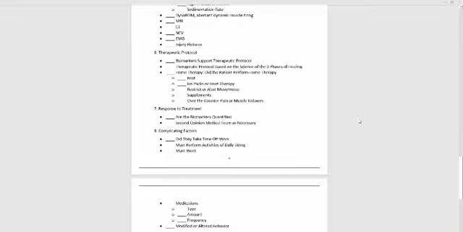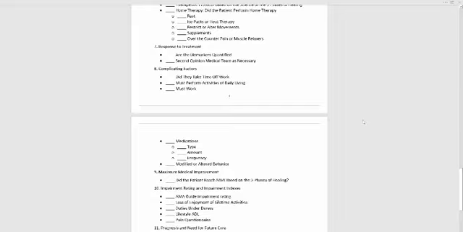So then there's the response to treatment. Were the biomarkers quantified? In other words, how are we going to know if the patient's getting better, worse, or staying the same? Did they have a second opinion from another medical team member? Were there complicating factors, the most complicating factors? Did they take time off from work? Did they have to perform activities of daily living? Did they have to work?